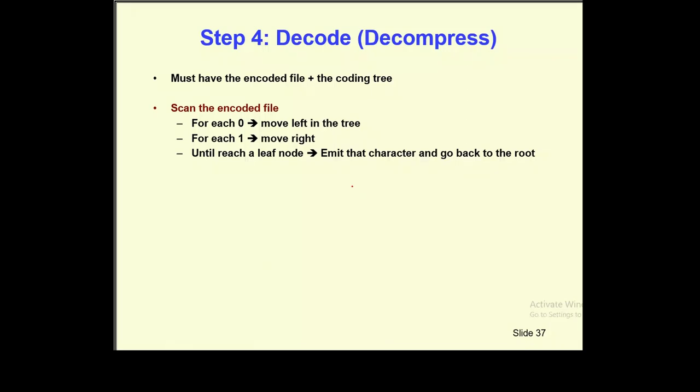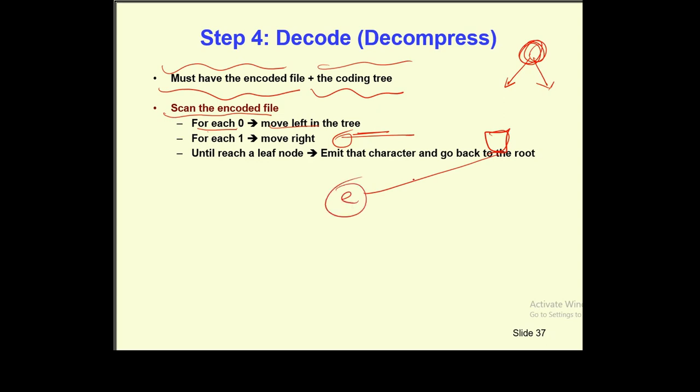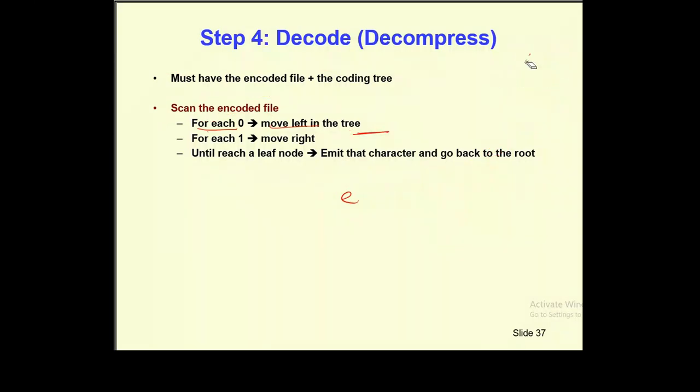Now the decoding process. For decoding we must have the encoded file plus the coding tree, so we need both of them. Now what is the decoding process? Scan the encoded file: for zero, move left in the tree. We start from the root of the tree and read the encoded file one bit at a time. If it is zero, move left; if it is one, move right, until we reach a leaf node. As soon as we reach a leaf node, we print that particular character, go back to the root, and continue reading the encoded file. So, let's see how this will happen.